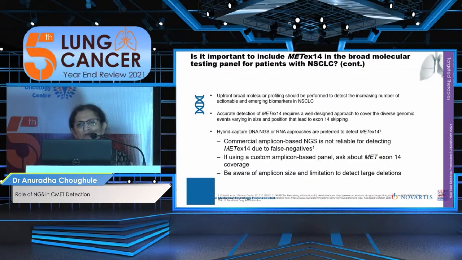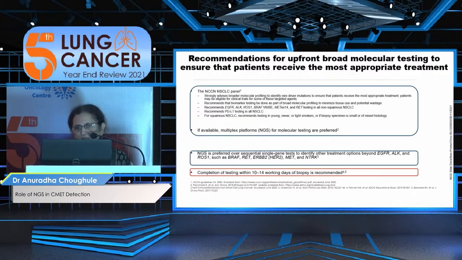Why is it important to include MET exon 14 skipping? Because accurate detection of MET exon 14 requires a well-designed approach to cover the diverse genomic events, varying in size and position, that lead to exon 14 skipping. The hybrid capture method is the most adaptable method to detect at either the DNA or the RNA level. We have to be very careful while using the commercial amplicon-based NGS method, because it is not reliable for detecting MET exon 14 due to its false negatives.